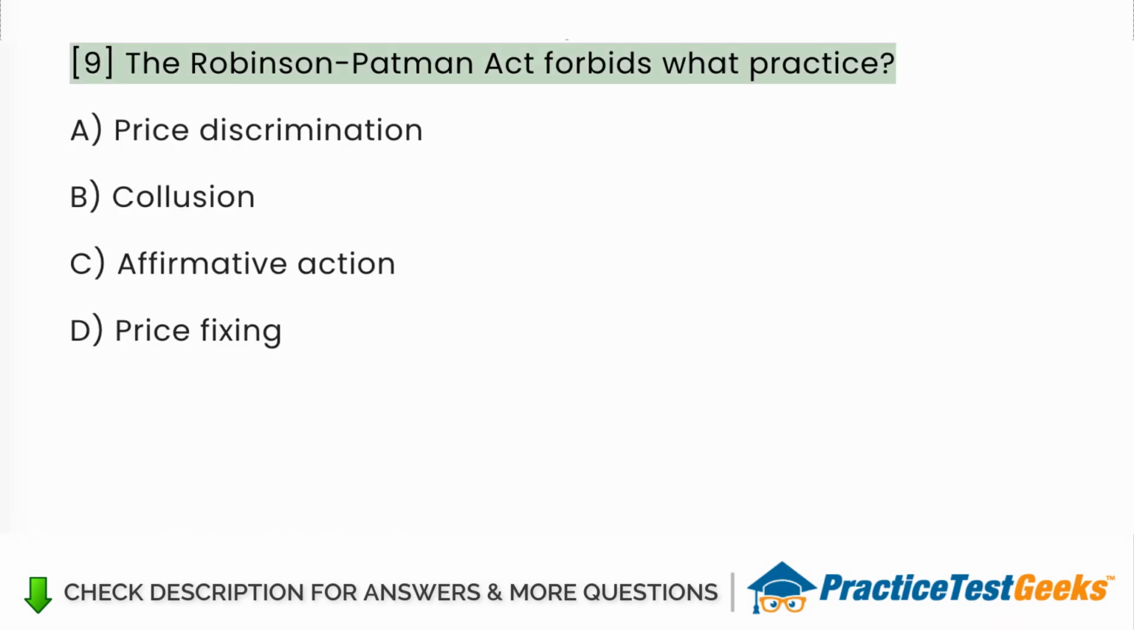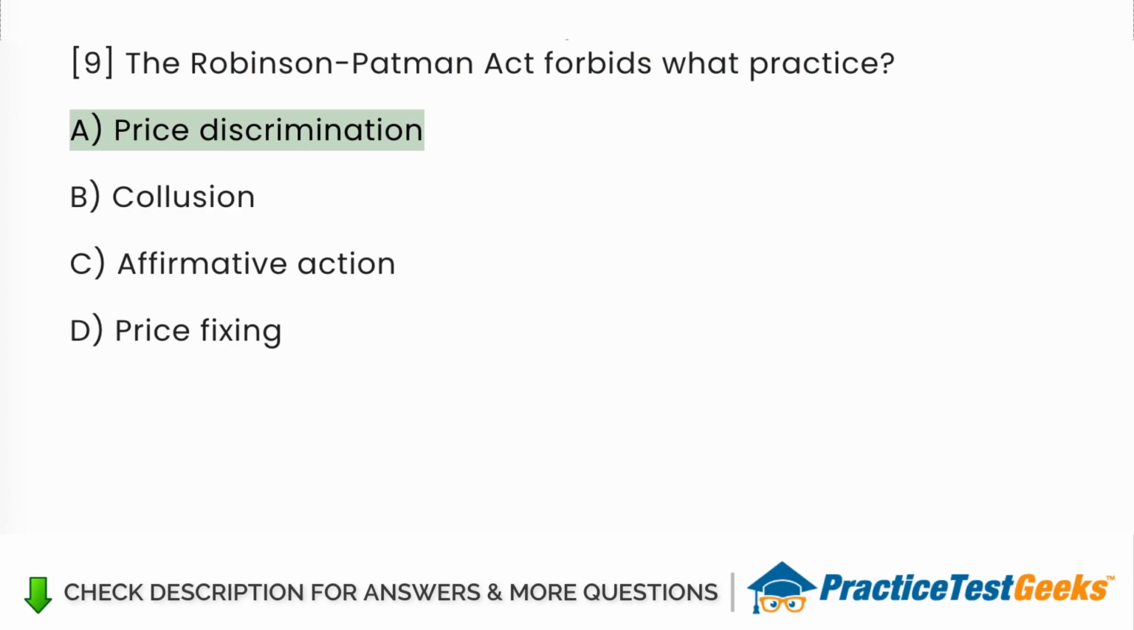The Robinson-Patman Act forbids what practice? A. Price discrimination. B. Collusion. C. Affirmative action. D. Price fixing.